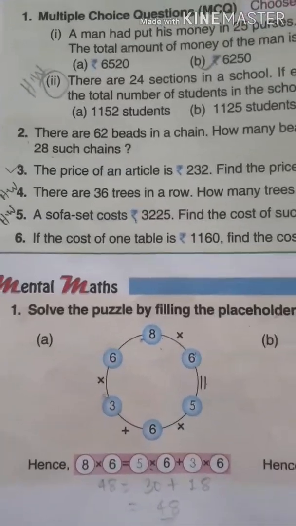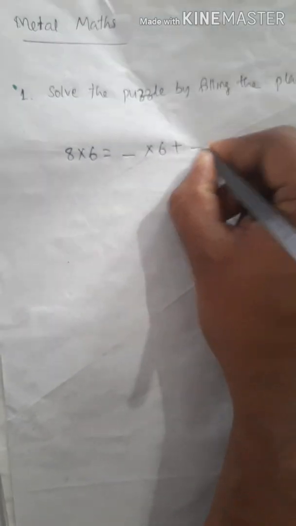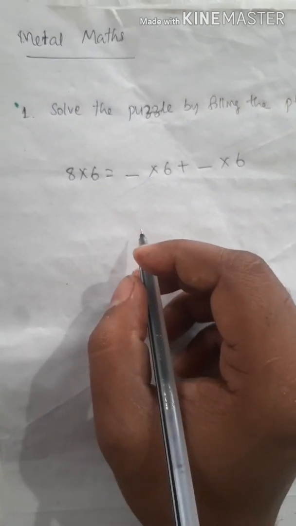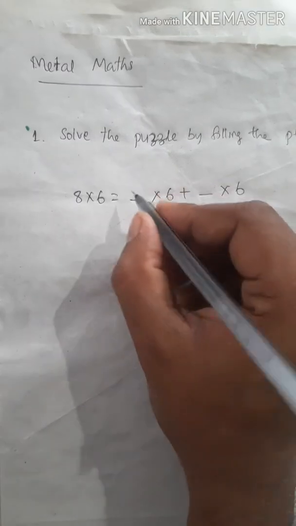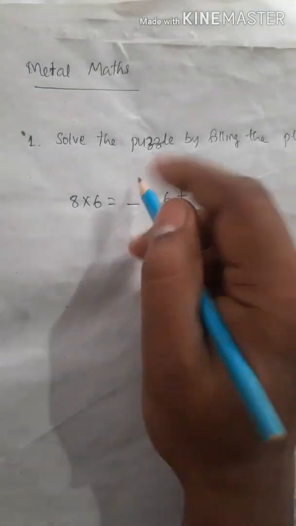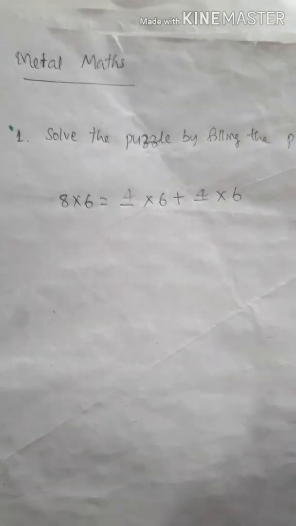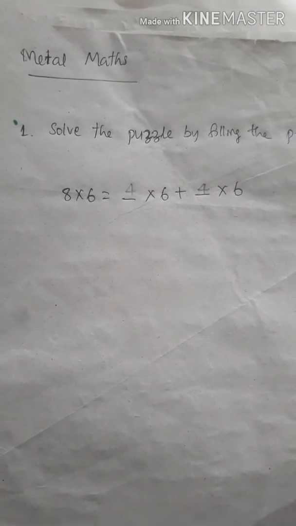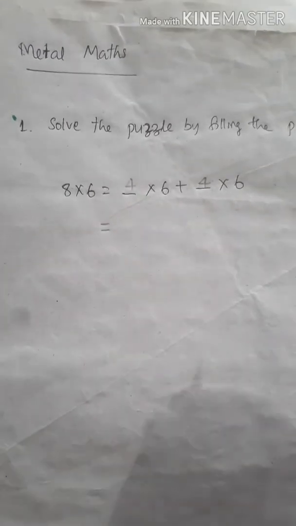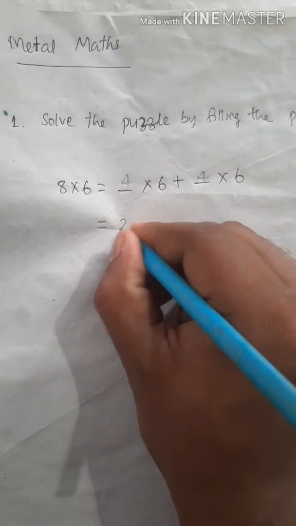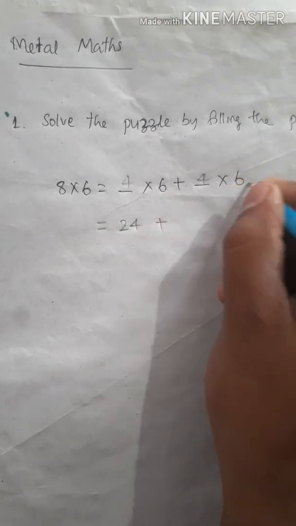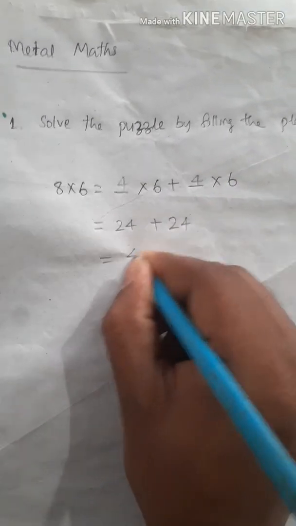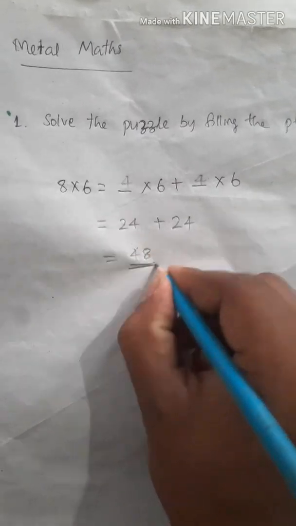So let us check. What is the question? 8 into 6 is equal to dash into 6 plus dash into 6. Let us check. What is 4 into 6? 4 into 6 plus 4 into 6. 4 into 6 is equal to 24, plus 4 into 6 is equal to 24. So the answer is 24 plus 24 is equal to 48.